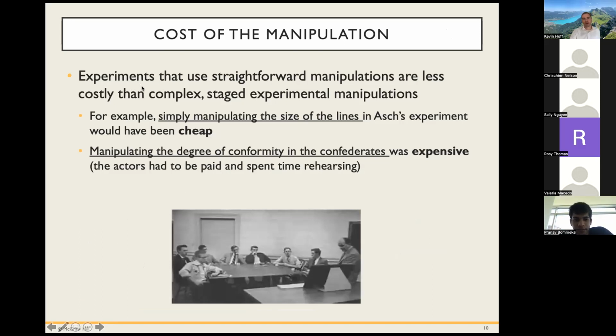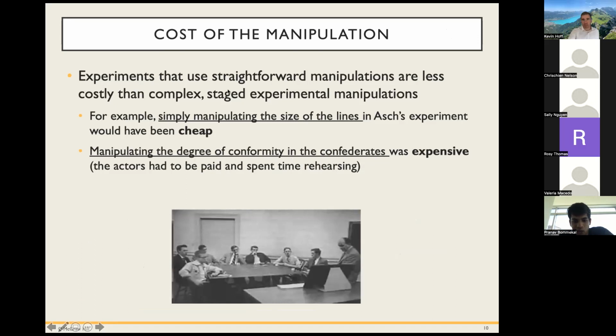Another reason for showing that video is just to sort of start thinking about it. What you saw in that video was a lot of different variations of the manipulation, and in most cases what they were manipulating was the degree of conformity in the actors or the confederates.